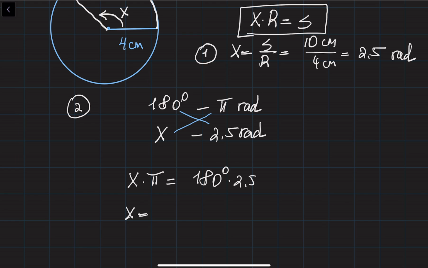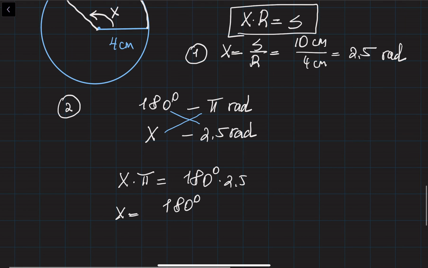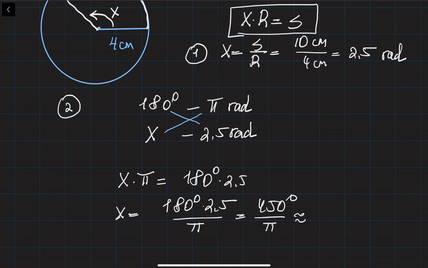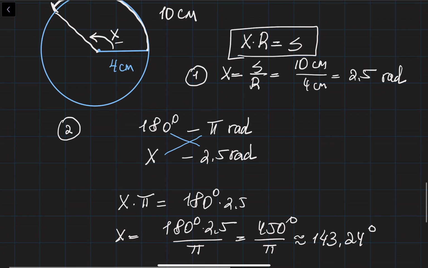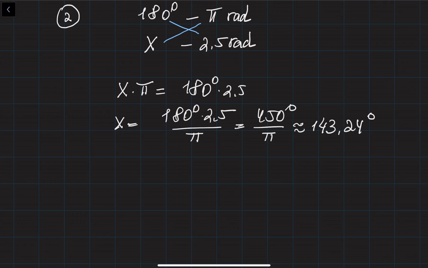It is going to be equal to 180 degrees times 2.5 divided by pi. So this is equal to 450 degrees divided by pi, which is roughly equivalent to 143.24 degrees. So essentially, this x is going to be equivalent to 2.5 radians or 143.24 degrees. At the same time, it would be interesting to figure out the measure of this angle in terms of degrees, minutes, and seconds.